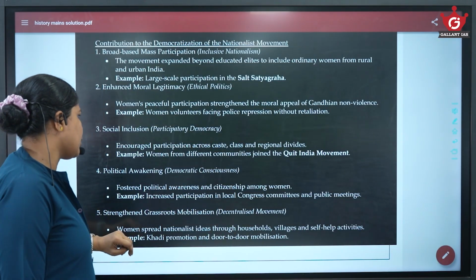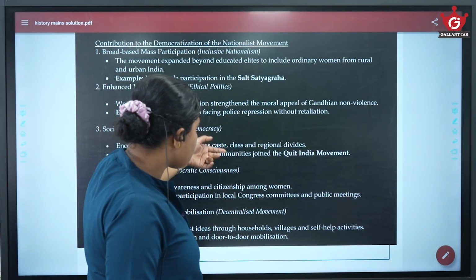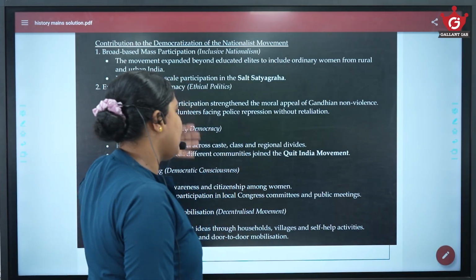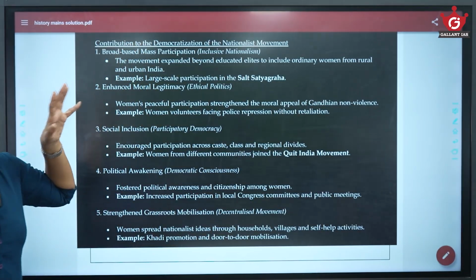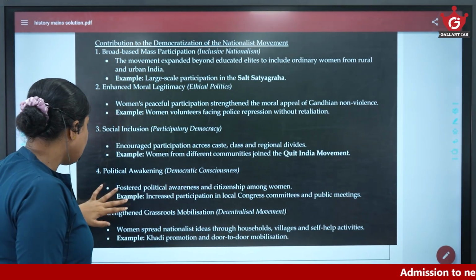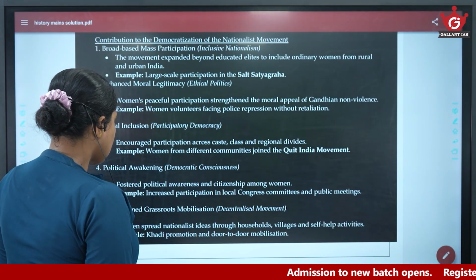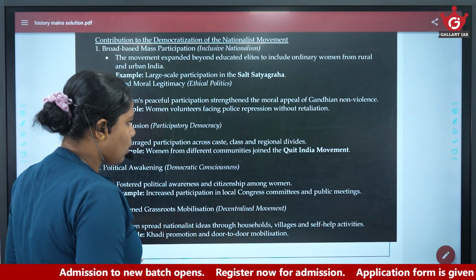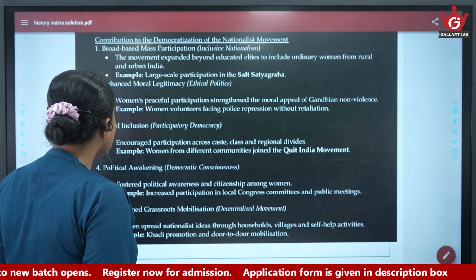Next is social inclusion. It encouraged participation across caste, class, and regional divides. Women from different communities joined the Quit India movement. We have mentioned earlier Aruna Asaf Ali and Usha Mehta. Next is political awakening. It fostered political awareness and citizenship among women and increased participation in local Congress committees. You can write this example.